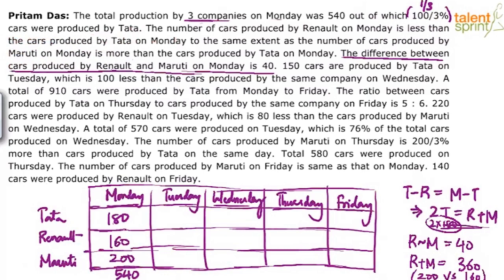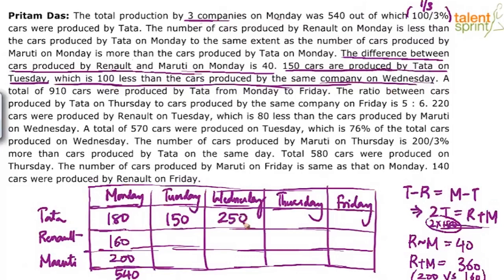So we got to know the number of cars produced by each of the companies on Monday. Next, 150 cars are produced by Tata on Tuesday, which is 100 less than the cars produced by the same company on Wednesday. So which means what? 150 is 100 less than what Tata produced on Wednesday. So obviously on Wednesday it produced 250. 100 less than 250 is 150.